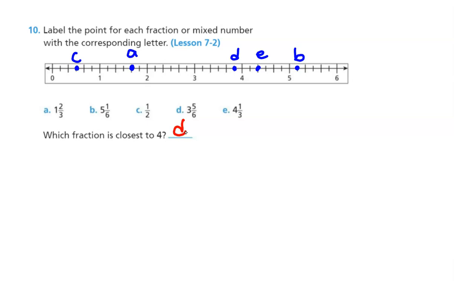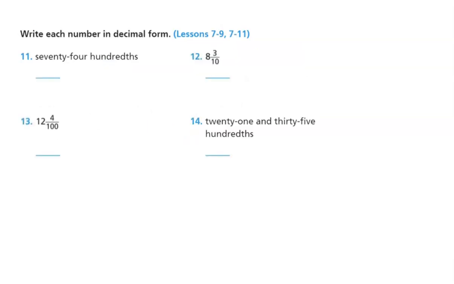Okay. So let's look now to our question number 11 and through 14, which just wants you to write these in decimal form. This is the most recent stuff that we've done, so this shouldn't be too hard. Reminder for you, though, you're looking at your labels. So these are tenths, hundredths, hundredths, hundredths, okay? So 74 hundredths means it's going to be less than 1, and it's got to end in the hundredths place, so that would be 0.74.